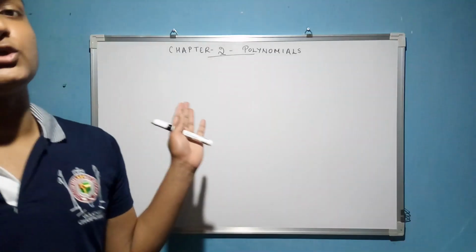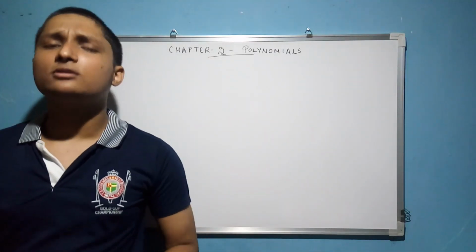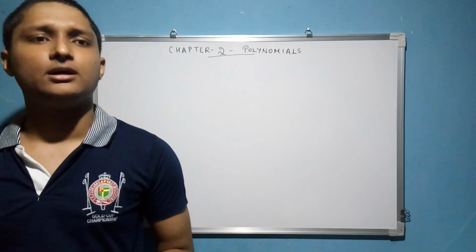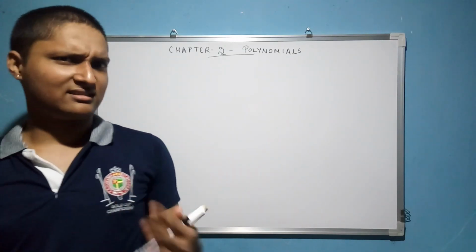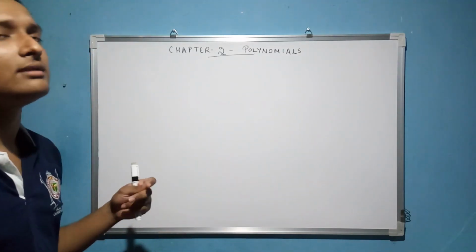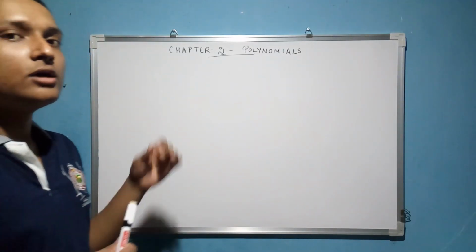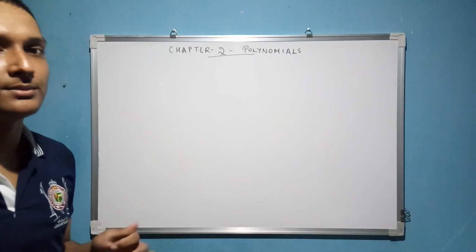Now we have chapter 2, that is polynomials. You have already learned about polynomials in class 9. What is a polynomial? What is the zero of a polynomial? Remainder theorem, factor theorem, and so many things. Here you are going to learn some more things. So already you know what is the zero of a polynomial.